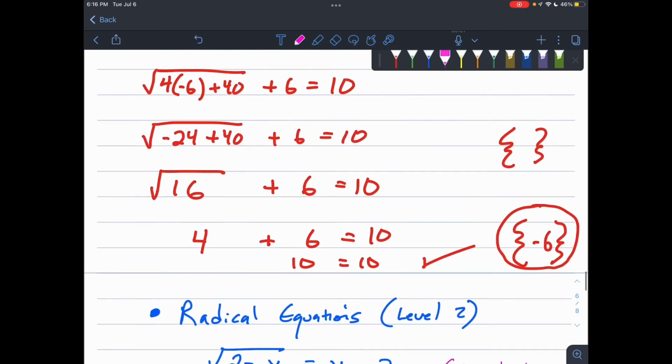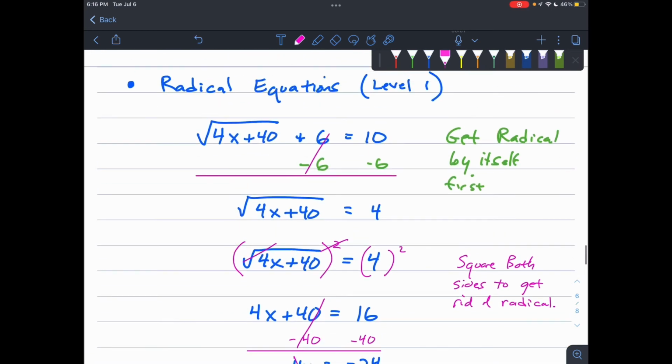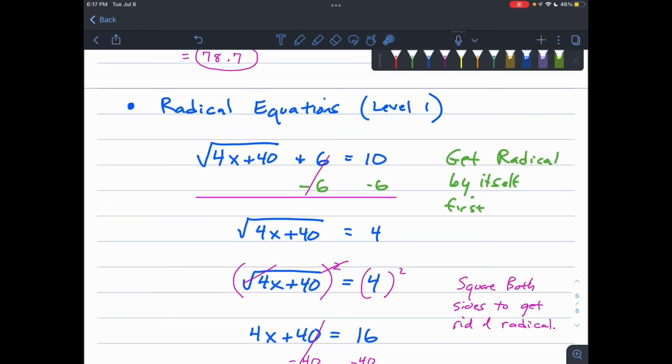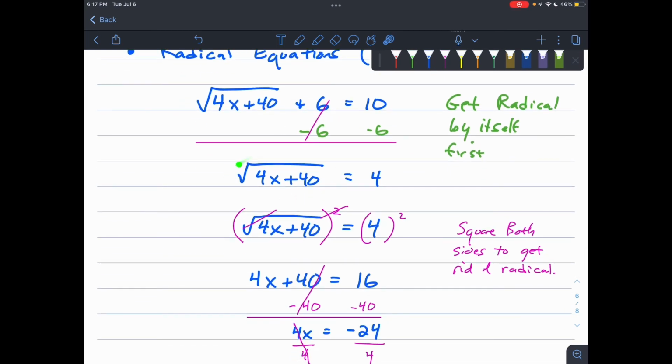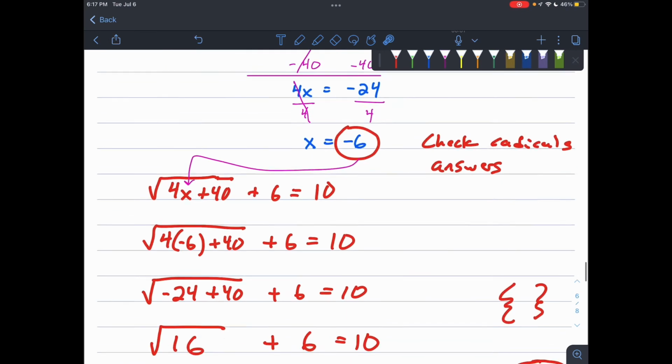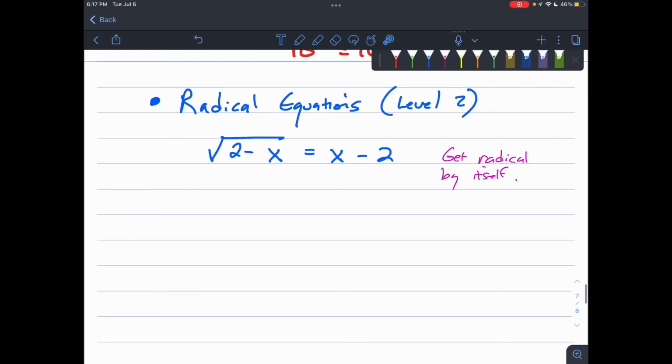And on the last one, we had this plus 6 along with the radical that we needed to get rid of, so we subtracted 6, and then we had the radical all by itself. On this equation, if you look at just the left side, we've got the radical all by itself. So this step here, get radical by itself, we won't need to do that here.